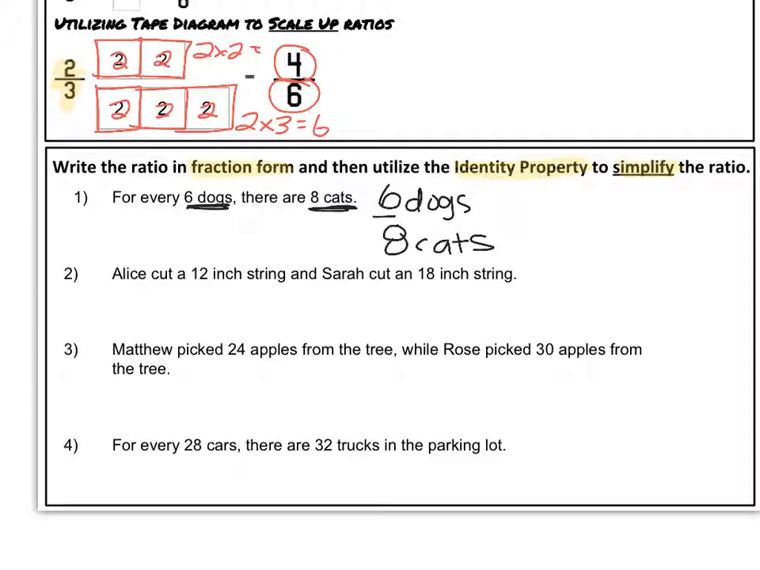So since we're simplifying, we're going to be dividing. So we're going to put our division sign. We're going to write our number 1 for our identity property. And then we're going to put a fraction in there.